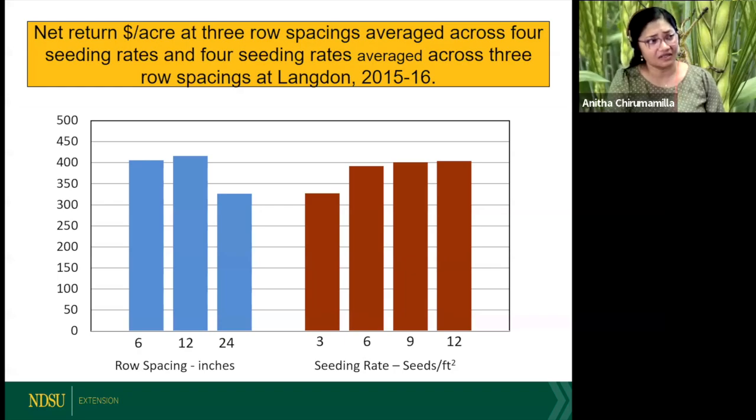So this is a study that was conducted at Langdon. This is the net return in dollars per acre at 3 row spacings averaged across 4 seeding rates, and 4 seeding rates averaged across 3 row spacings. And here you can see the narrow row spacing of 6 to 12 inches has the highest net returns, as well as the seeding rate of 6 to 12 seeds per square foot, which would give us 5 to 8 plants per square foot, also giving us the highest net returns.